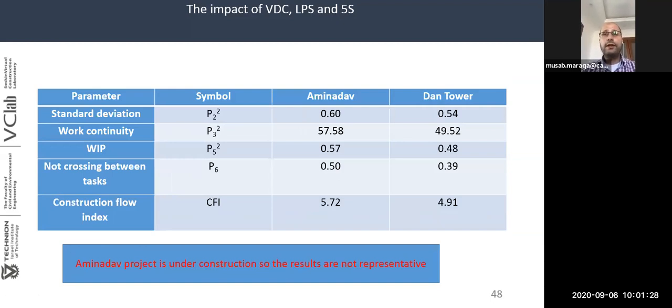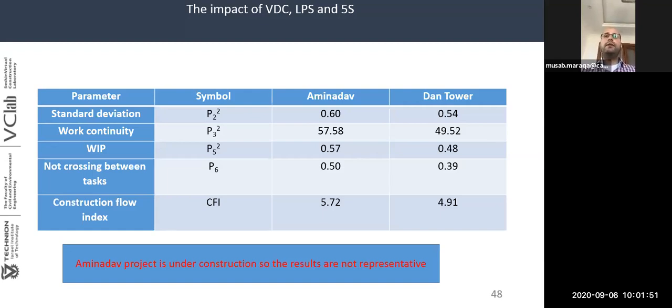Now, we tried to measure the impact of VDC, last planner system, and 5S by comparing the Amina Davi project, which has all these things, with Dan Tower, which is a purely traditional project. But the problem here is that the Amina Davi project was not completed when I collected the data. And what happened, when I collected the data, it was in the main finishing activities. So the data I collected is not representative.